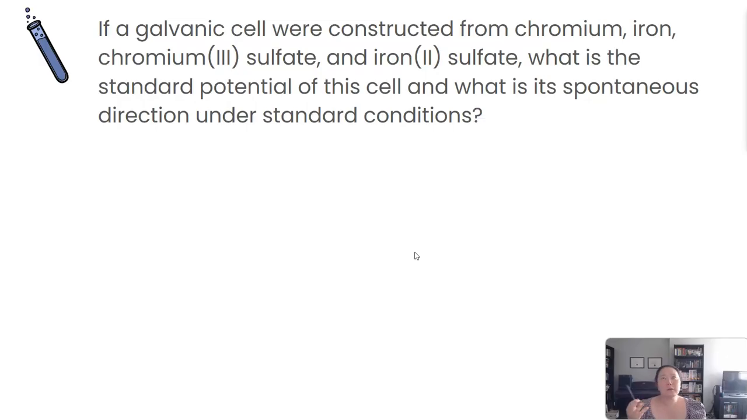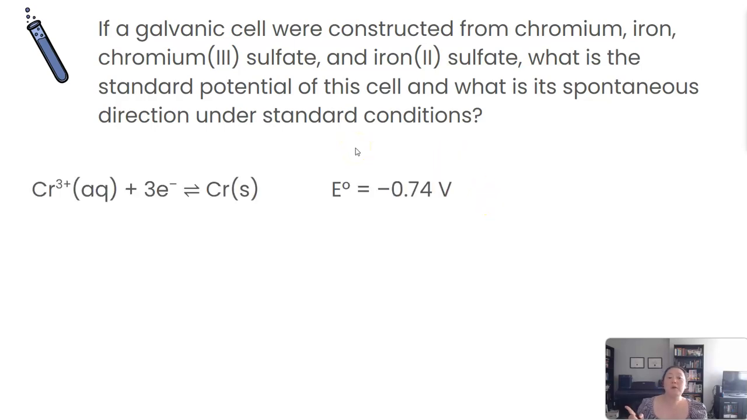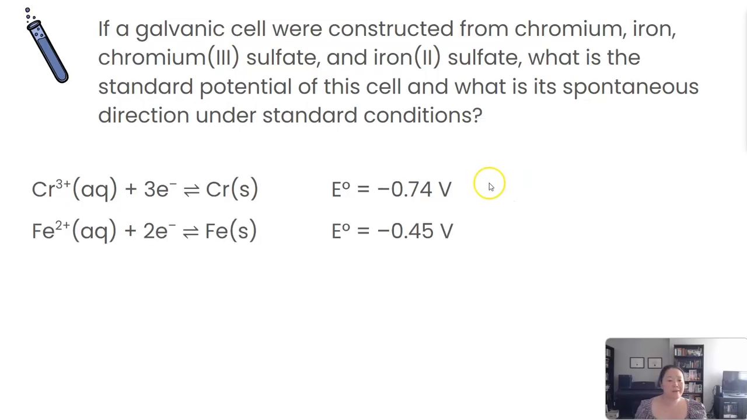If a galvanic or voltaic or primary cell were constructed from chromium, iron, chromium 3 sulfate, and iron 2 sulfate, what is the standard potential of this cell and what is its spontaneous direction under standard conditions? So the likely half reactions that can happen with this situation, or the likely reduction reactions that you can get from this, are the one where you get the chromium 3 plus to the chromium, and then you have the iron 2 plus to the iron.